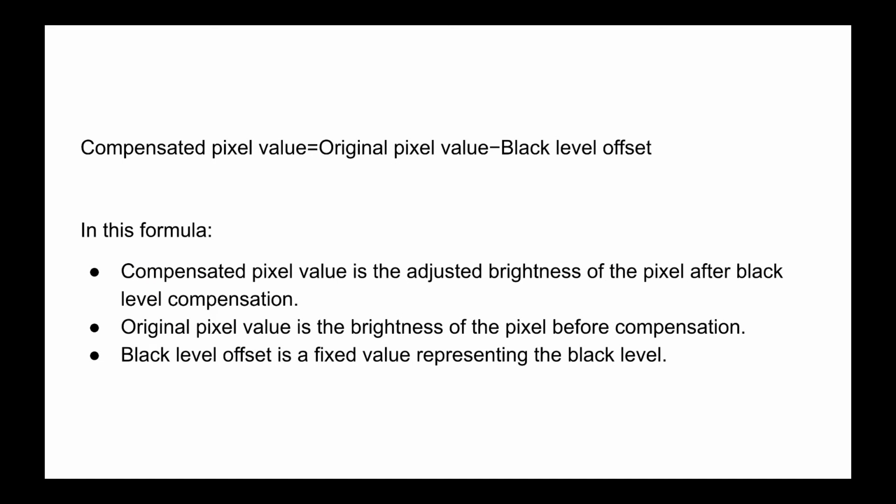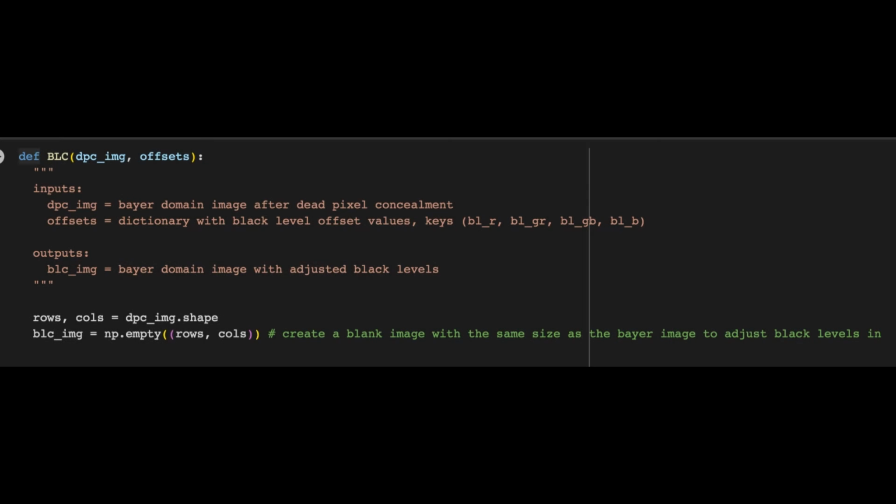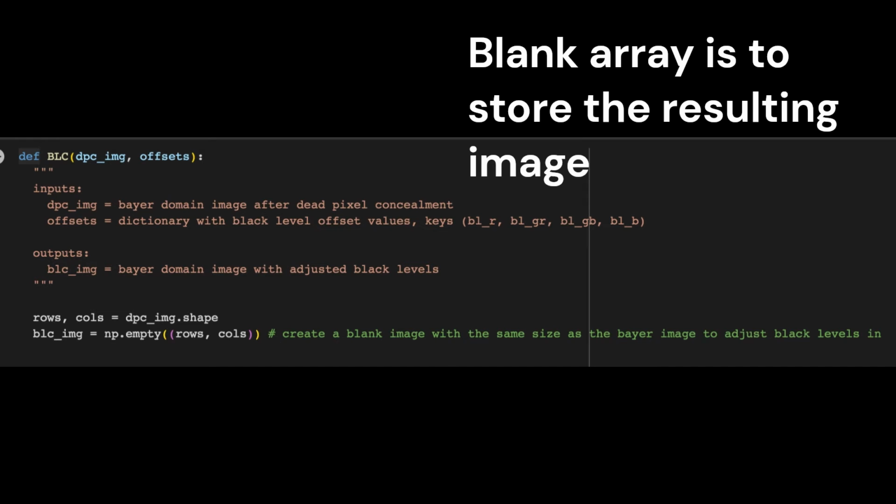This is the formula for black level compensation. The compensated pixel value is the original pixel value minus a certain offset. And since the offset is due to the power of the sensor, it is the same every time and can be stored in the camera's internal memory. Now let's have a look at the code. The inputs are the DPC image we created in the previous step, and a dictionary holding the information on all of the offsets. First, we get the shape of the DPC image to iterate over. Then we make a blank array of the same shape to iterate over.